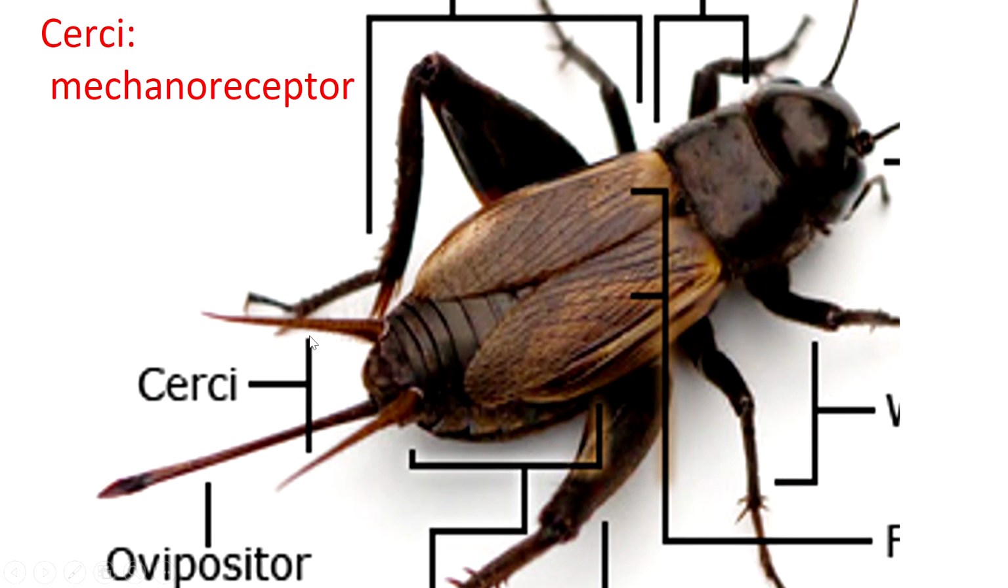So does the cricket. If you use a wood stick to touch their cerci, this here, they are going to feel there is some force coming this way. And some female crickets have a third tail, which is the ovipositor, that is how they lay their eggs. So this is not their sensory organ.